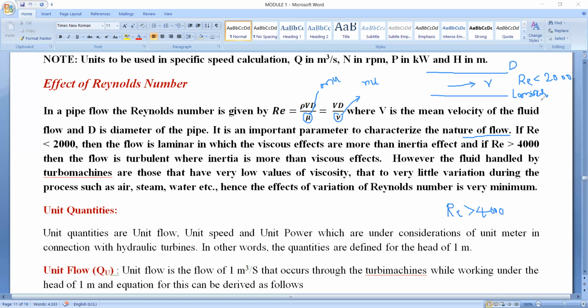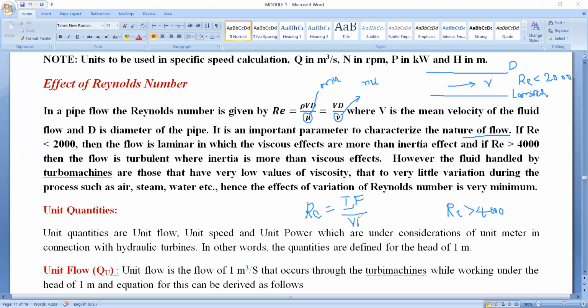So remember, in a flow through a circular pipe, if the Reynolds number is less than 2000, then it is called laminar flow. If the Reynolds number is more than 4000, then it is called turbulent flow. This is how we can classify the nature of flow based on the Reynolds number value. Now, if the Reynolds number is less than 2000, what does it represent? We know that Reynolds number is the ratio of inertial force to the viscous force.